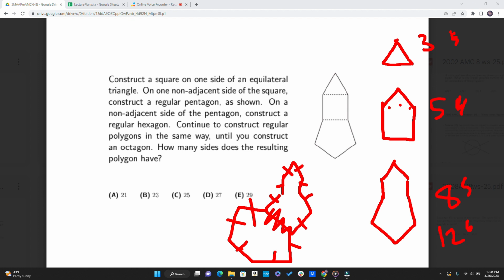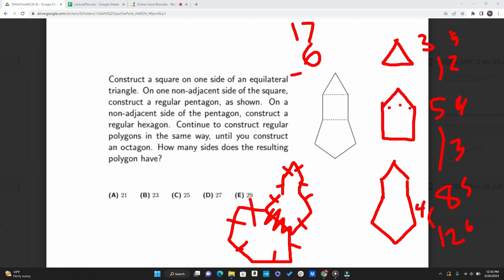So we went from 3 to 5, we increased by 2, then we increased by 3, then we increased by 4. So it seems like every time we add a shape, the number of sides that we increase by goes up by 1. So increase by 2, then increase by 3, then increase by 4. Next, we'll increase by 5. So when you add in the heptagon, the 7-sided shape, you'll add in 5 sides. So 12 plus 5 would be 17. Okay, now we'll add in the octagon, the 8-sided shape. We added 5 last time, now we'll add 6.